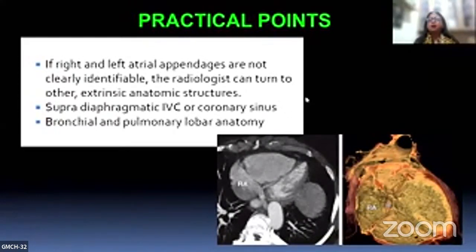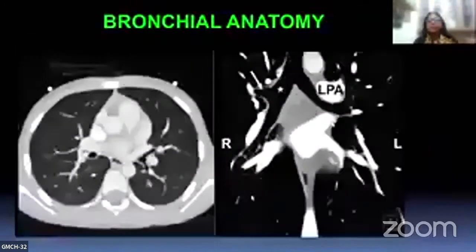We look for the coronary sinus or the supradiaphragmatic IVC, and that is practically very helpful. Any coronary sinus draining into the atria is usually the right atrium, and otherwise we use the bronchial and pulmonary lobar anatomy, that is, how the upper lobe bronchus is, whether it is eparterial, that is towards the right side, and if it is a hyparterial bronchus, that is a left anatomy.